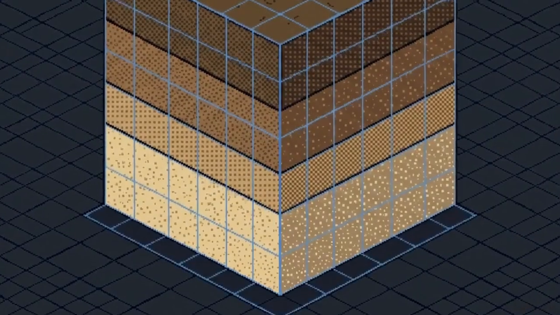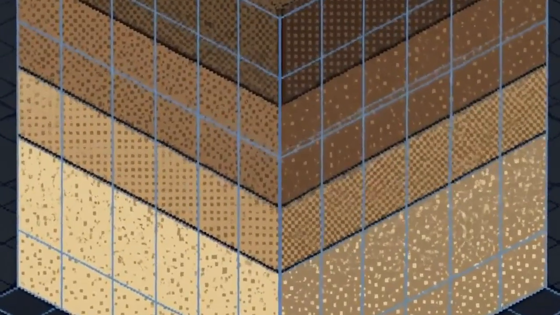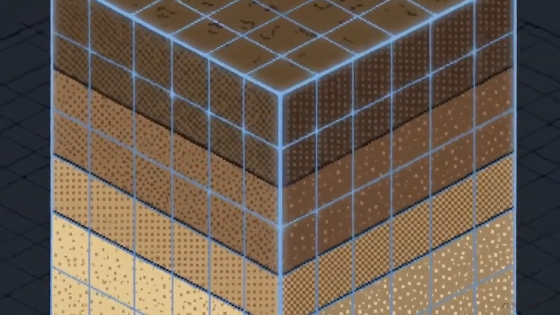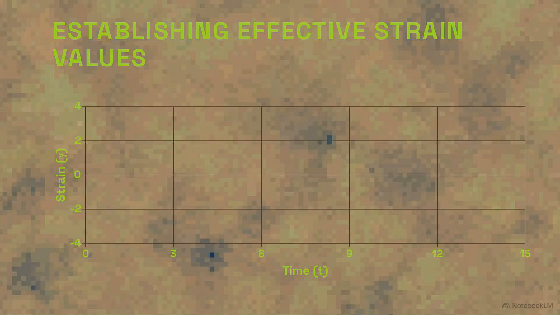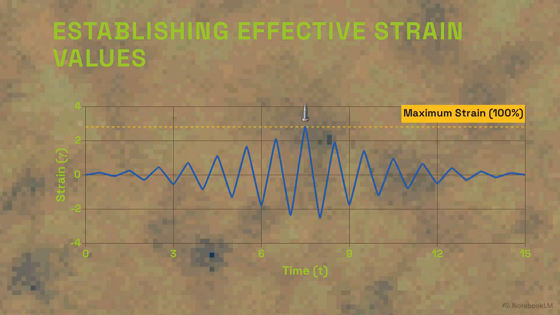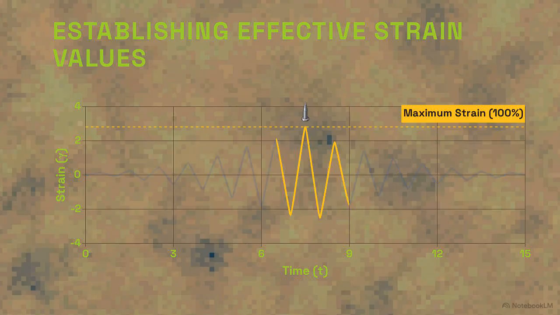The algorithm starts by assuming the soil is at its maximum potential stiffness, the state it occupies before the earthquake even begins. Using this rigid baseline, the software runs an initial simulation, passing the earthquake wave through the model to see how the layers react. This initial pass reveals the maximum strain, the absolute peak of physical deformation the soil layers experience during the simulated event. However, this peak is an outlier. Because that extreme deformation only exists for a tiny fraction of a second, using it as the standard for the entire earthquake would result in a model where the soil is calculated as far too soft.